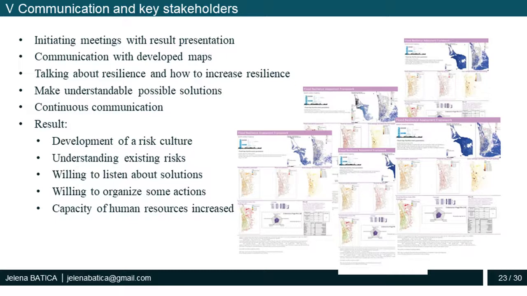As a result, we have the development of a risk culture in the area. We have the gathering of people speaking about the critical event and about what should be done in the future. They are starting to understand the risk. They're starting to consider different measures to protect themselves and their activities there. They are willing to listen about the solutions and to organize some actions. We worked hard in this area of building the capacity of human resources.